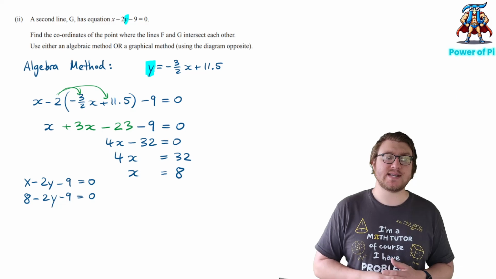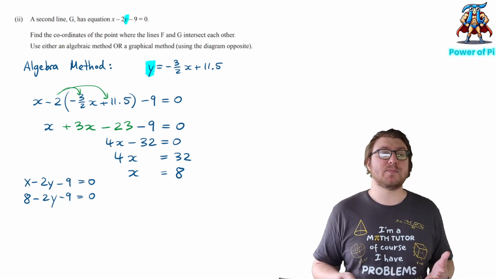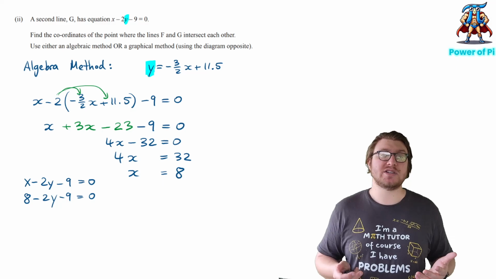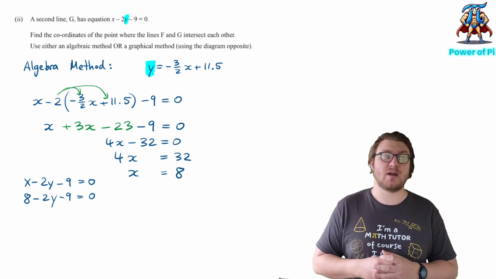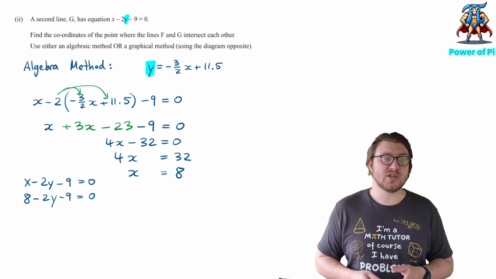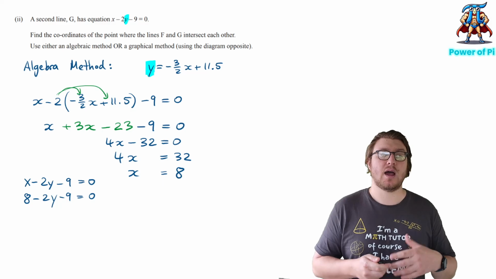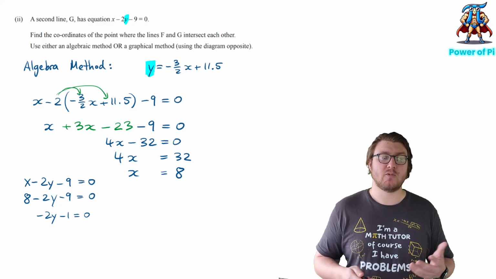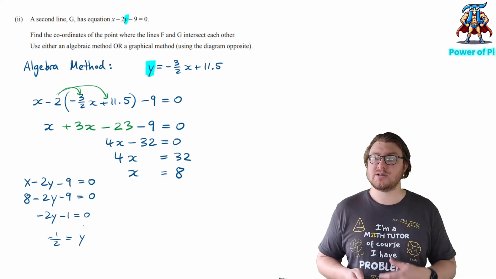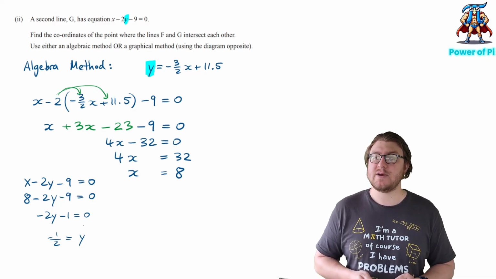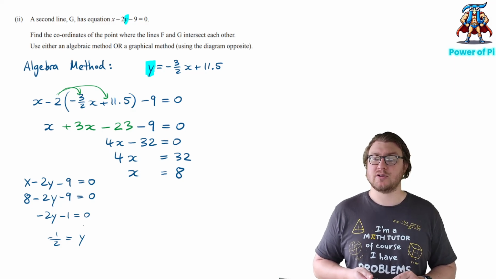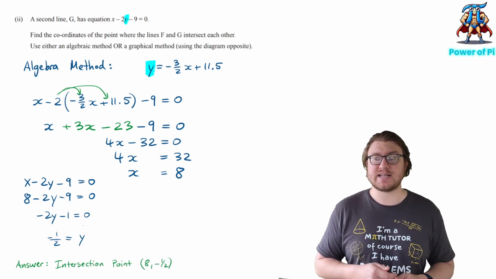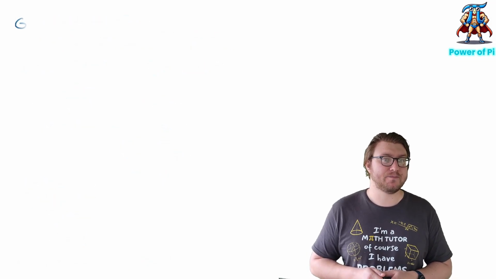Now, why did I use this equation? It doesn't matter which one you use, because again, the y value is the same at an intersecting point, but I didn't want to deal with any fractions or negative 1.5 in front of the x. So I substituted the values into our equation G, and we're going to solve this for y. We put our like terms together, divide by -2 on both sides, and we get -1 over 2 for y. So we can write the answer. The intersecting point is 8 and -0.5.